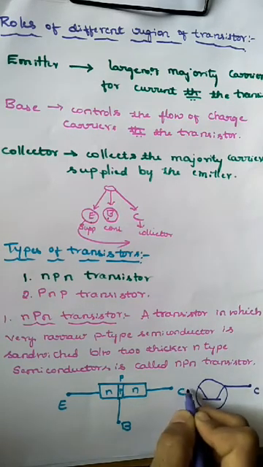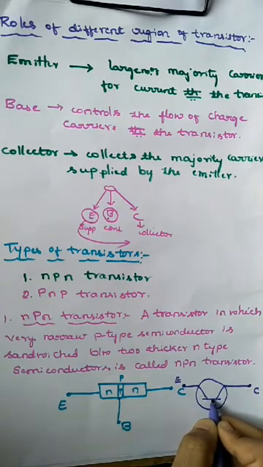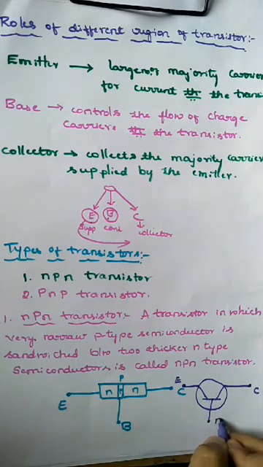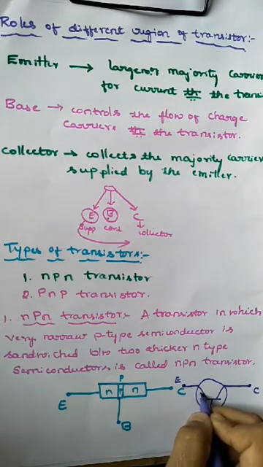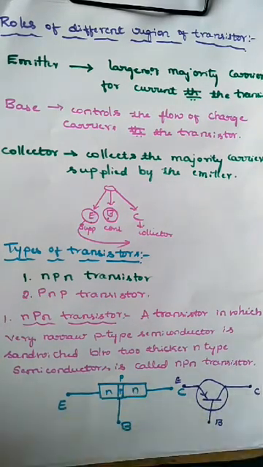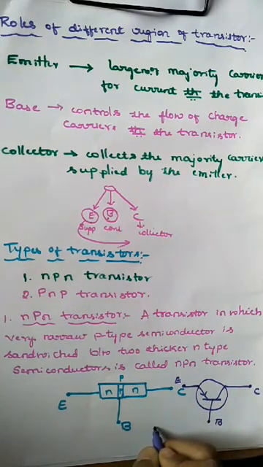This is the N collector and this is the N emitter, E. In that middle region, this is the base. Here the arrow mark indication is like this, downwards to the base. The arrow mark in the circuit symbol indicates the direction of conventional current. So what does the arrow mark here indicate?